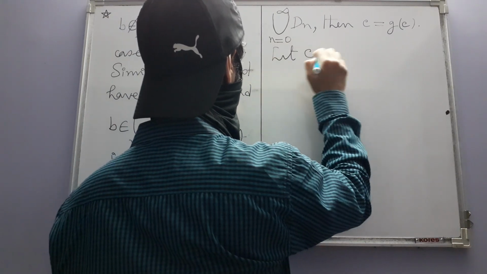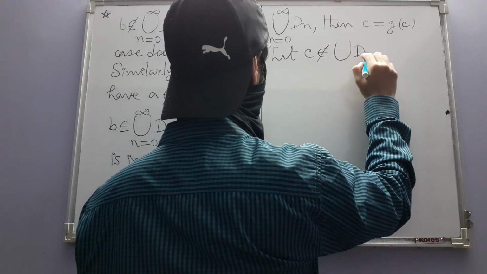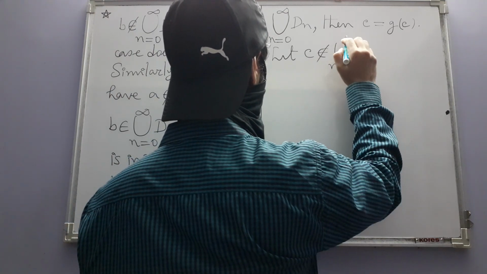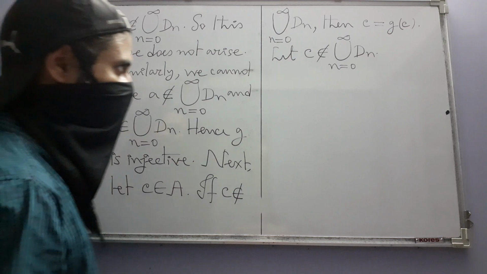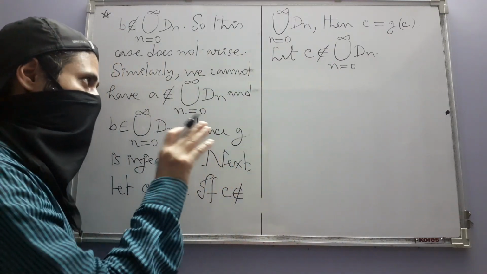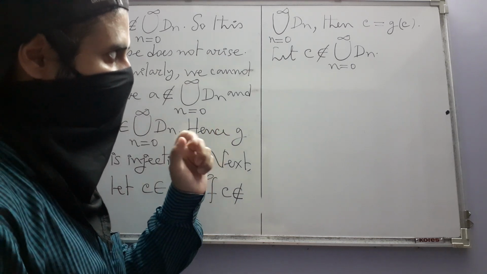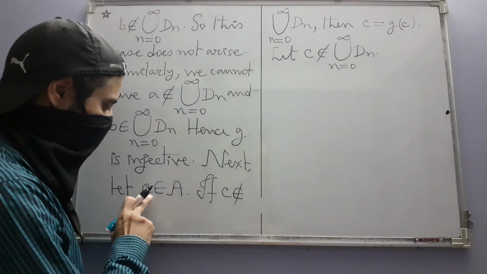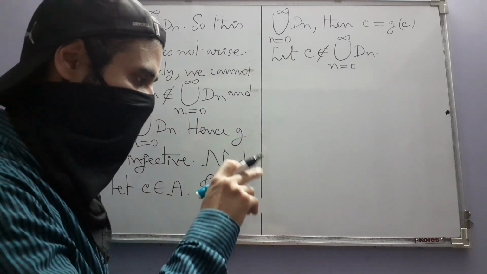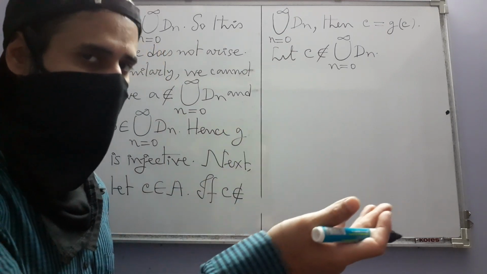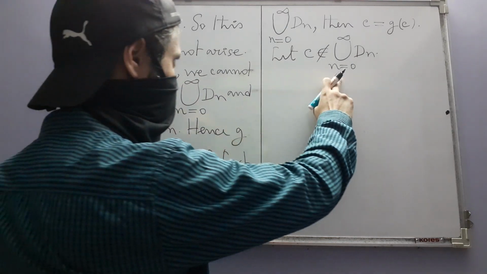So let C be in this union. Now what does this mean? C is from A, and the moment we chose C from A, that automatically means that C does not belong to D0, because D0 lies outside of A. D0 is disjoint with A. So this combined with this implies this thing.